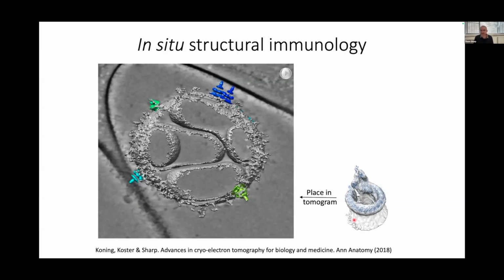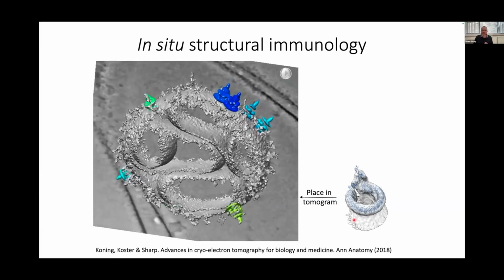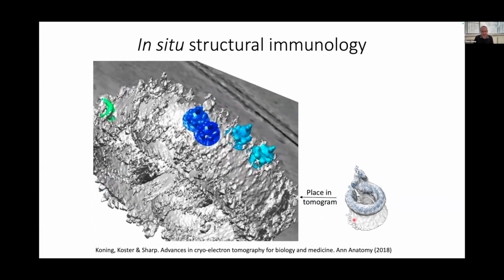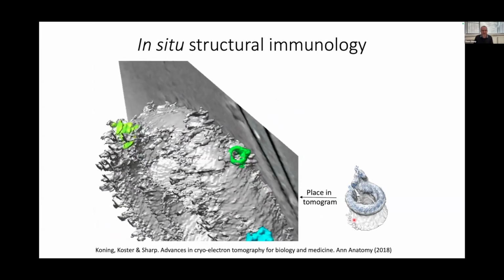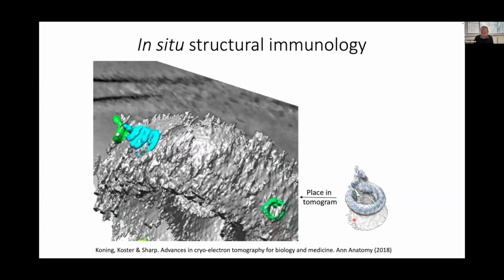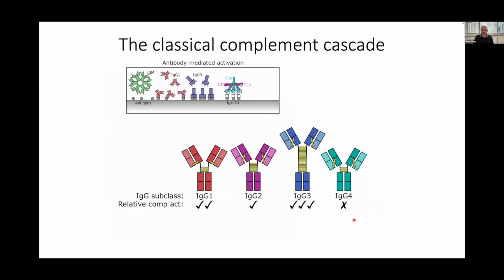Someone coined the term molecular sociology because you get to see how these things are related to each other in 3D. And this is the basis of our aim to do what I call in situ structural immunology. So I'll briefly tell you about how we applied this in situ structural immunology to IgG3.